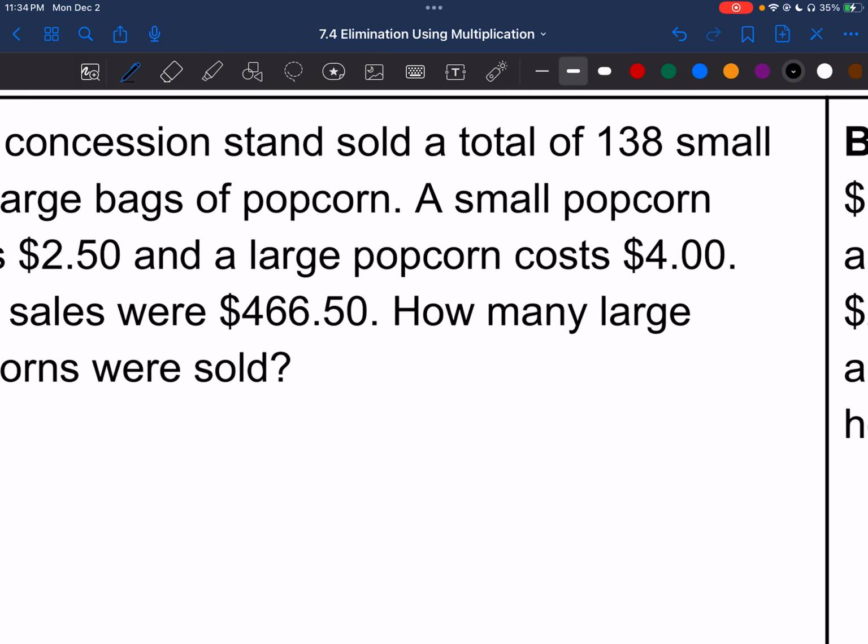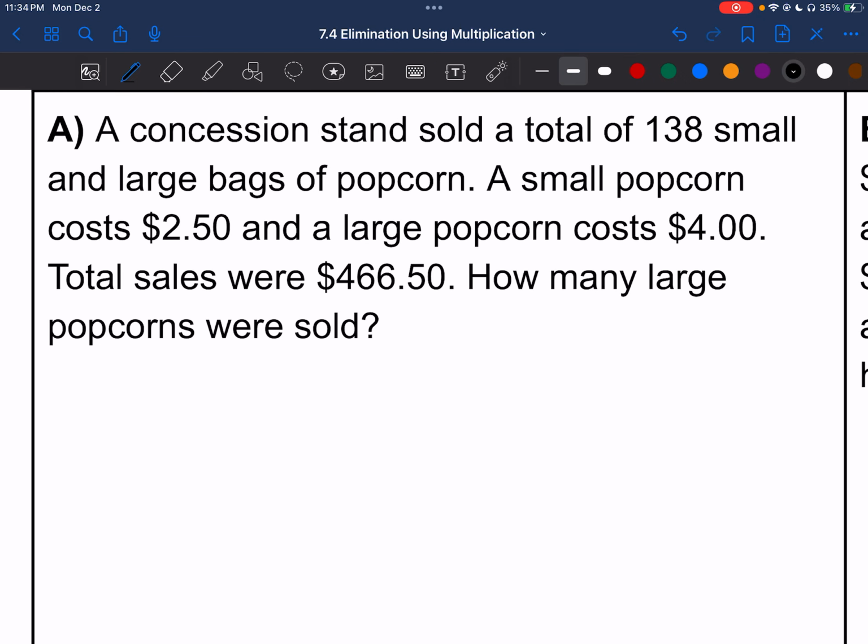All right, example 3, we're going to be writing and solving a system using multiplication. So we have a concession stand and it is selling a total of 138 small and large bags of popcorn. A small popcorn costs $2.50. A large popcorn costs $4. Total sales were $466.50. How many large popcorns were sold?